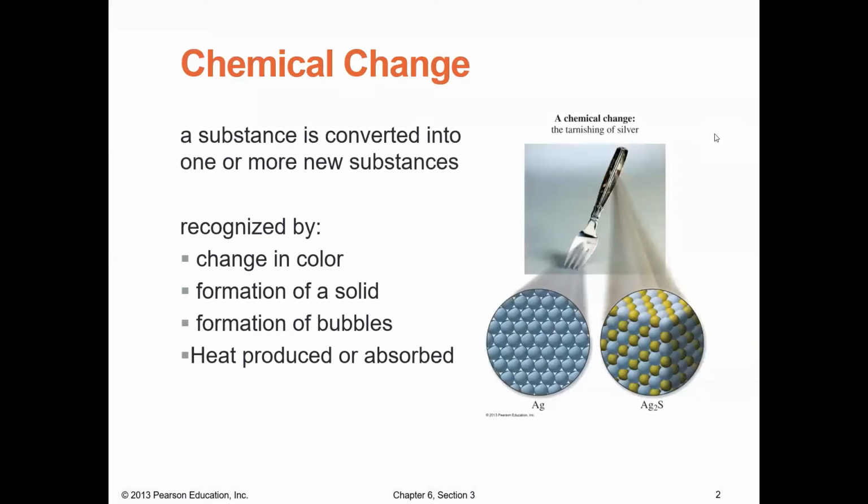Chemical reactions signify and denote a chemical change. And a chemical change is when a substance is converted into one or more new substances. This is caused by the rearrangement of the atoms. So the atoms in the reactants are rearranged to form some new product. This is recognized by new physical characteristics: either a change in color, the formation of a solid, or the formation of bubbles as a change in the physical state, or heat is being produced or absorbed, meaning there's a change in the energy of the products.